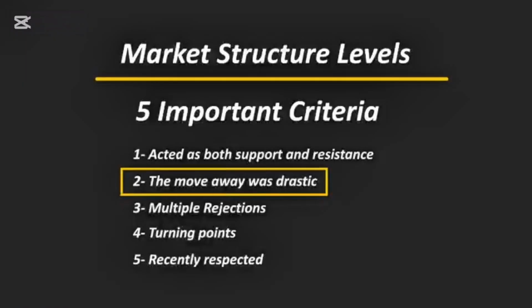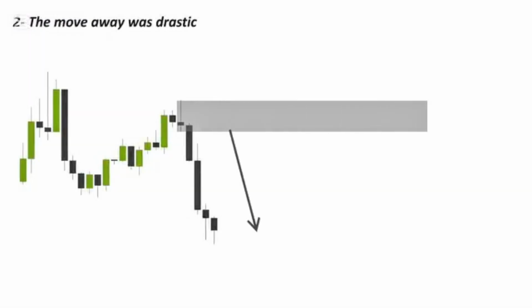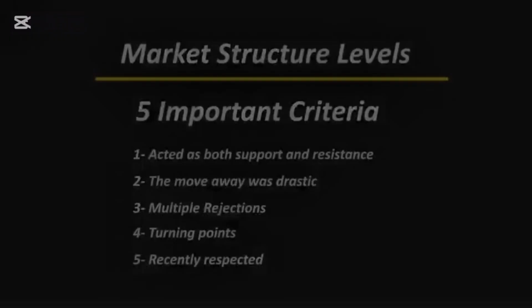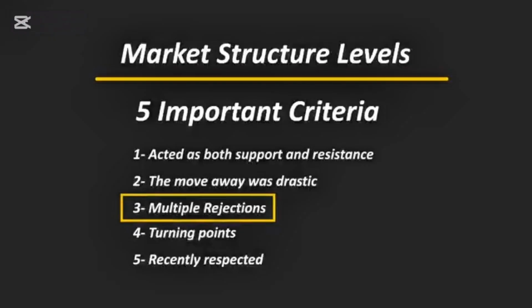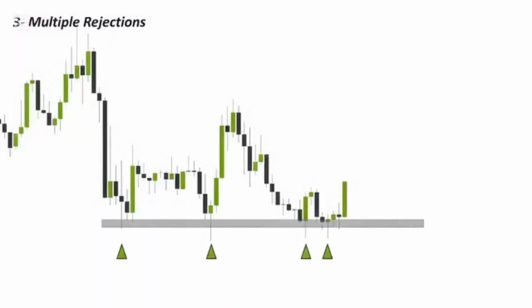Number 2. The move away was drastic. If the price moved away from an area very strongly before, it means the level is important, and the price may react strongly there again. Number 3. Multiple rejections. If an area has multiple rejections, it means traders reacted at that same level many times, which makes the level more important. More rejections mean the level is stronger, but they do not guarantee it will hold again. Only after a break and retest can we confidently expect a rejection.